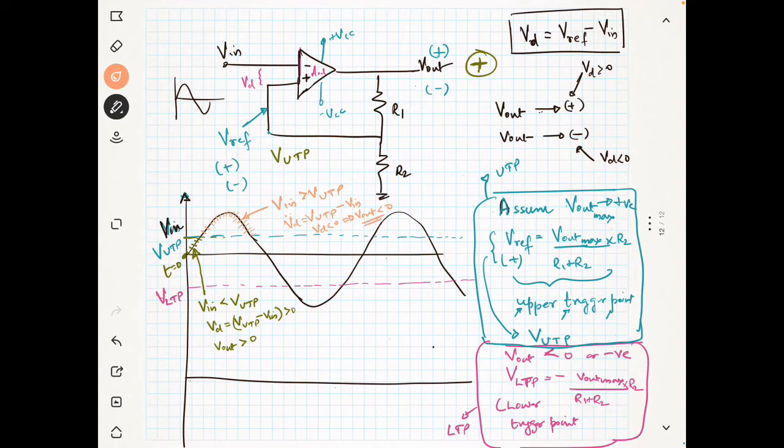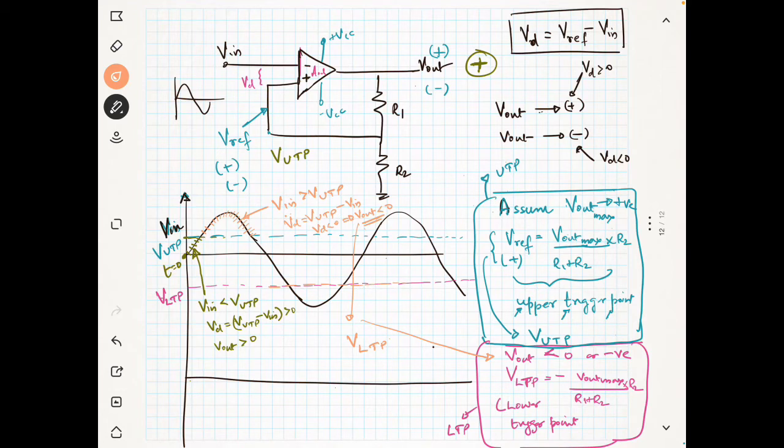So when our output changes direction, now the comparison point also changes. Now the comparison point V reference also will change. Since the output is less than 0, whenever the output is less than 0, you know that the comparison point now becomes VLTP. Now the comparison point is not VUTP. The reference has changed to VLTP. Now we will see the comparison point here on this.